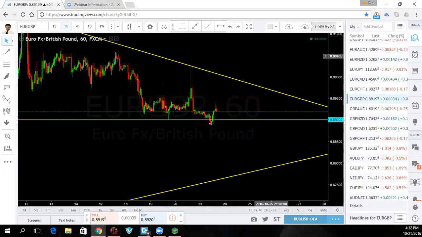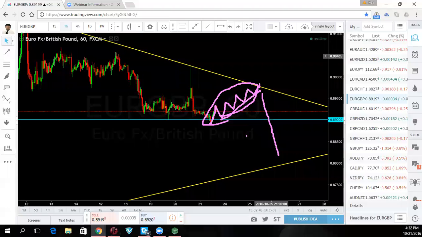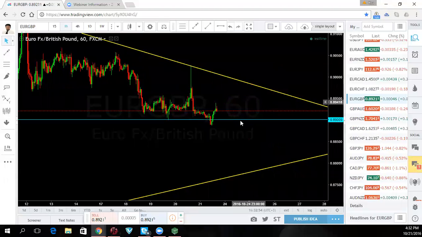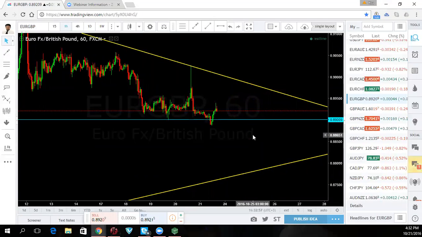A sell here, but you want this to go back up somewhere. And if it does this, we'll have a nice sell next week, right? So this will probably take a day or two, and then we'll look for a sell setup. So that is a potential sell setup on this one. And remember, if pound goes up and euro comes down, this will give you a very good trade.